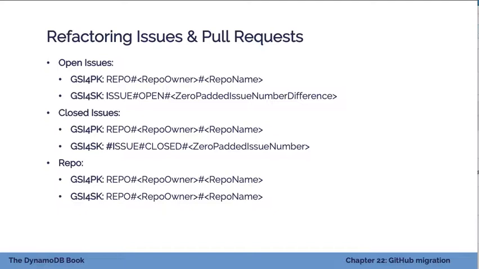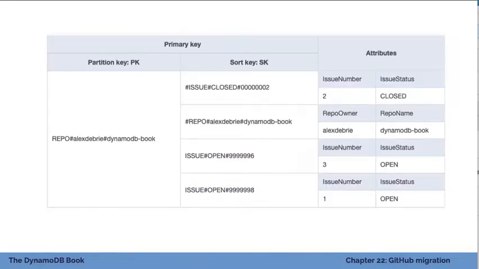Likewise, for closed issues, we'll have the same GSI4 PK, but then the GSI4 SK will be hash issue, hash closed, which is the status in that case, and then just the zero padded issue number without the difference. Finally, we'll have that repo in there as well, which will be repo hash, repo owner, hash repo name. So let's see what that looks like in our GSI4.